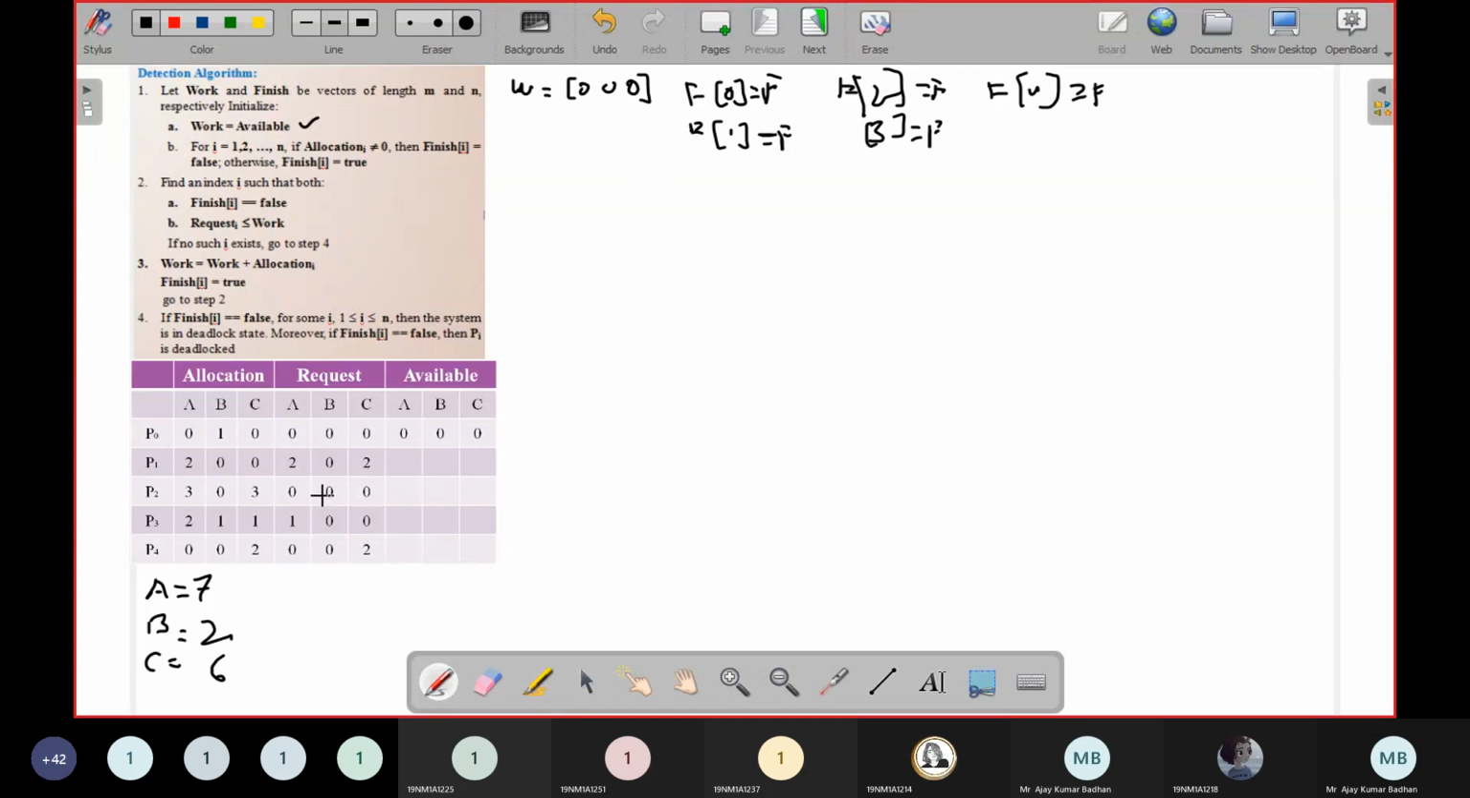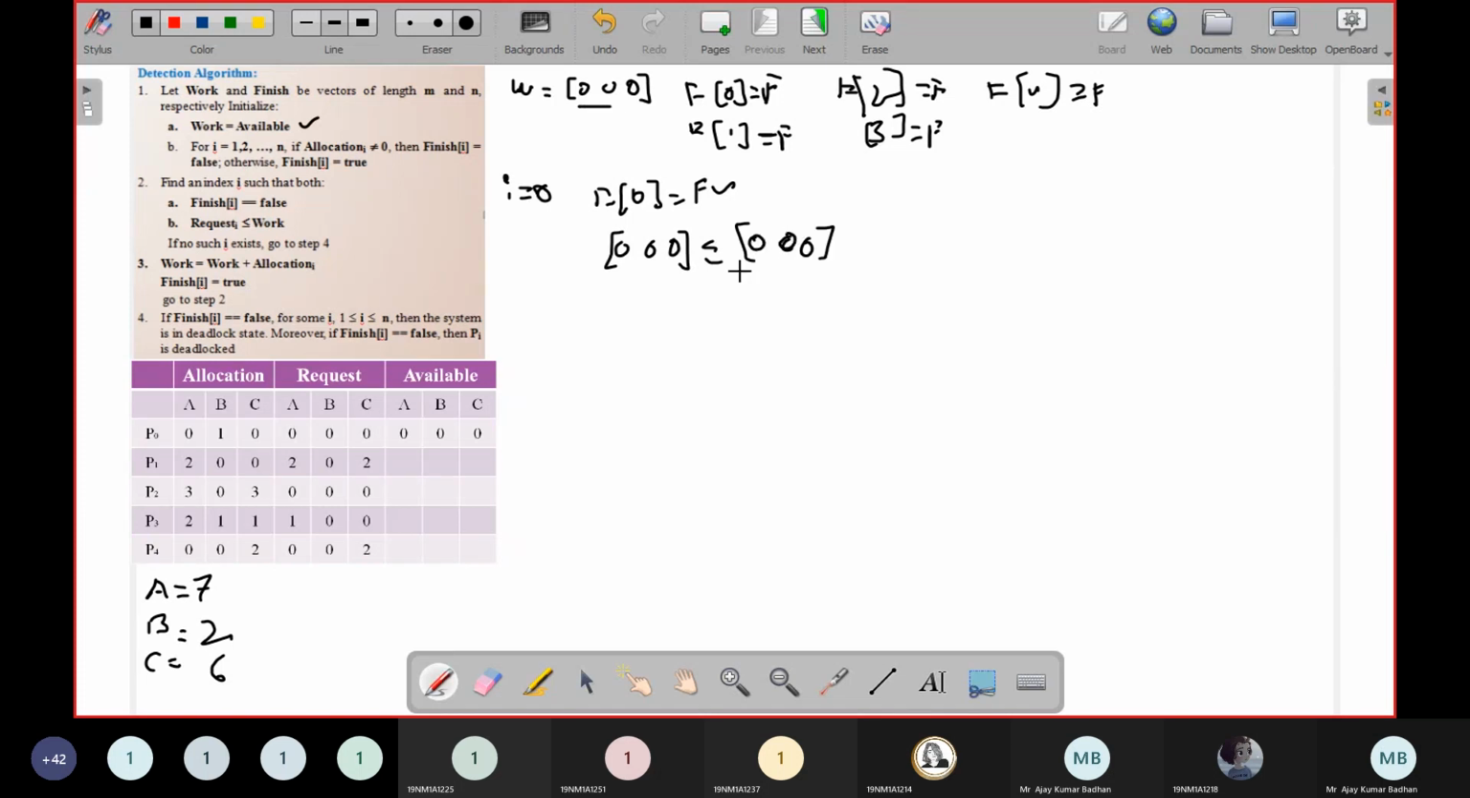Now we have to start the process here, same as what we applied for safety, for i equal to 0. First I have to find whether finish of i is equal to false or not. Condition true. Now next, request, not need. We don't have a need matrix here, we are going to use a request matrix. What is the request here? 0, 0, 0. So 0, 0, 0 is less than or equal to the work matrix. What is the work matrix we have here? 0, 0, 0.